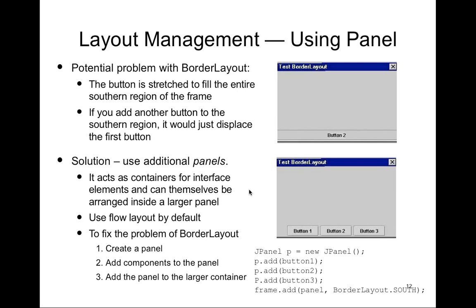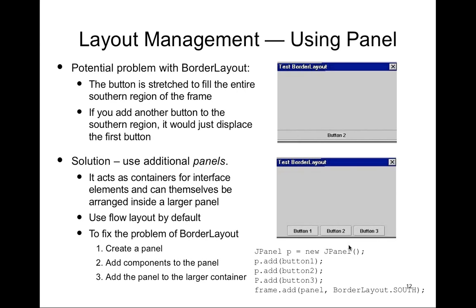So to fix the problem here, if you only had one button and you wanted to do it like that, you can do this. What you're going to do is create a panel, add components to the panel, and then add the panel to the larger container, which is the layout. So what we've got here is a JPanel p. You're making an instance of this object JPanel. It's going to be equal to a new JPanel. And you're going to go p.add this button, p.add this button, p.add that button. And then frame.add the panel to the border layout, but on the southern region. So instead of making it left, right, you're going to be southern. So it's down south, so it's on the bottom.